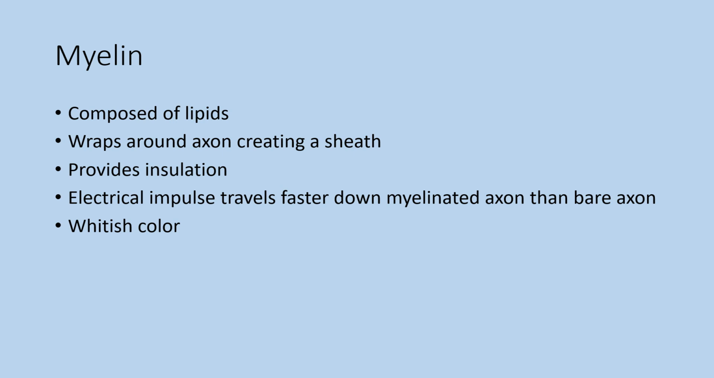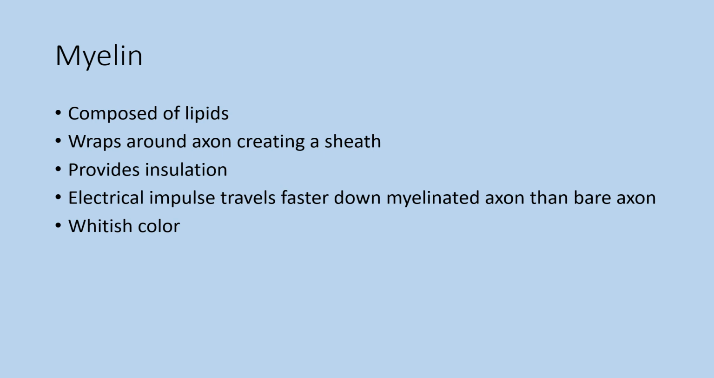So what is this myelin sheath, this wrapping around of these cells? It's mostly composed of lipids. So it does provide the sheath or this coat, and like I said, it provides insulation. It does have a whitish color to it because of the lipid composition in it.